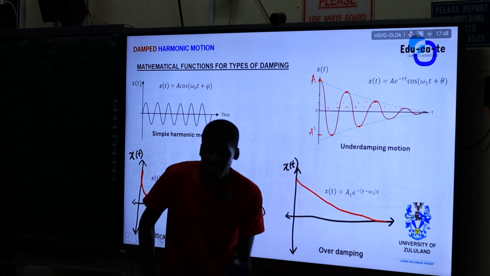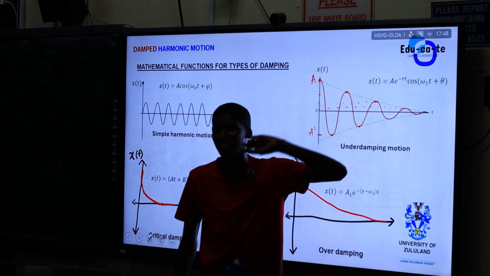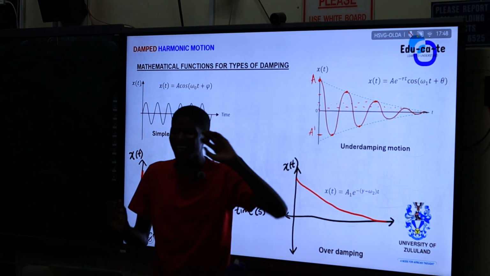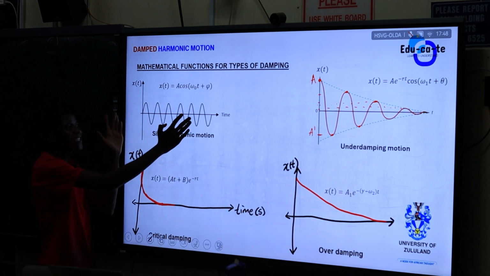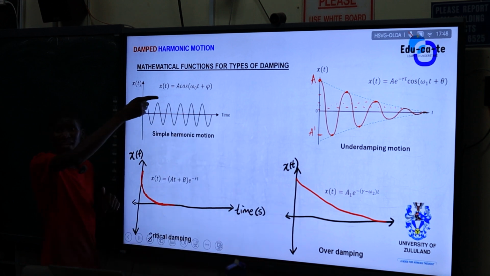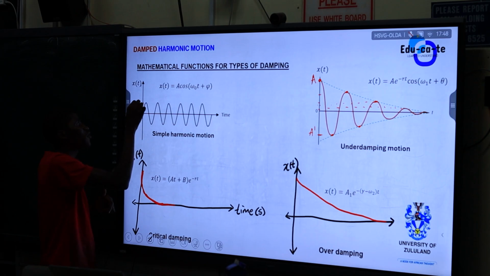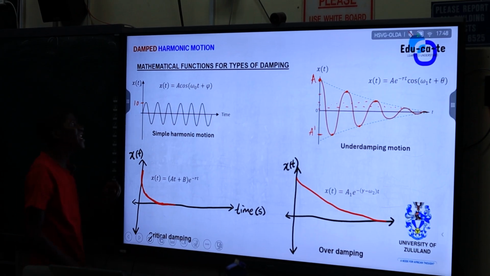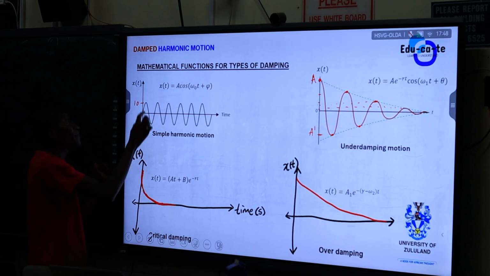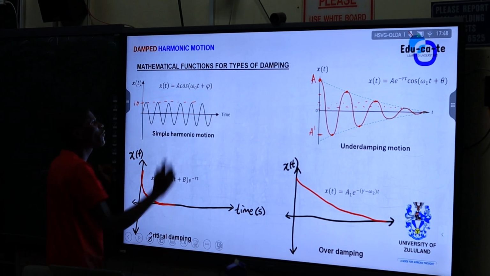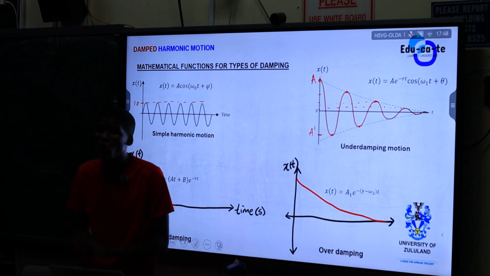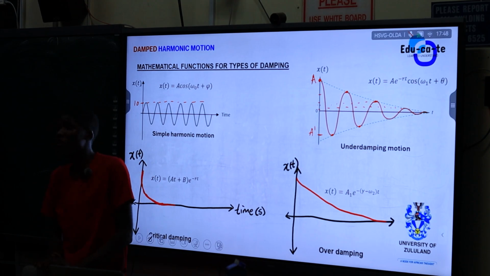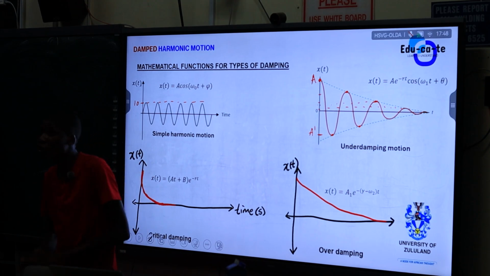This is the underdamping case. This is the equation for the function. There's simple harmonic motion, you know the equation, right? And this is the graph for it. It has a constant amplitude. Maybe the amplitude is 10. If the amplitude is 10 meters, it will remain the same forever and ever. So for simple harmonic motion, we've got constant amplitude. Amplitude does not change.